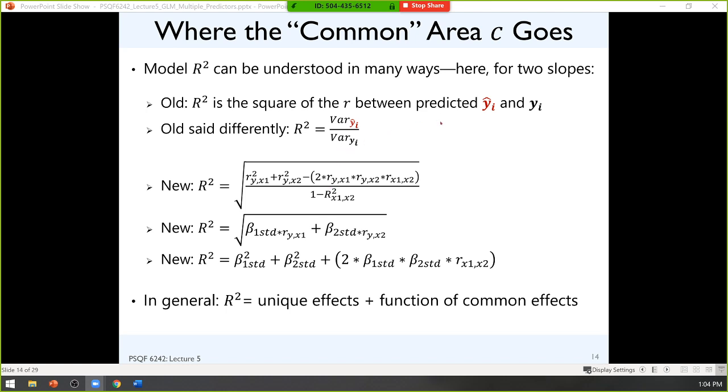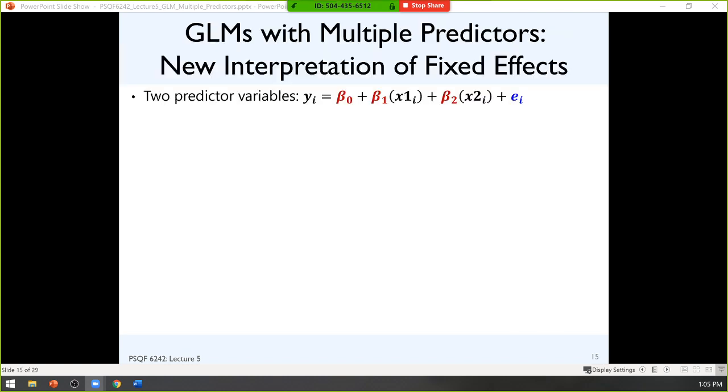One thing that is sometimes not understood as well is what happens to the common variance. So if you have two predictors that are highly related, you can put them in the model together and neither one of them looks like they contribute.